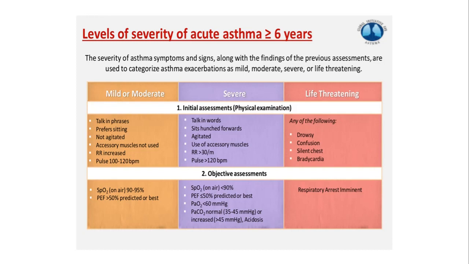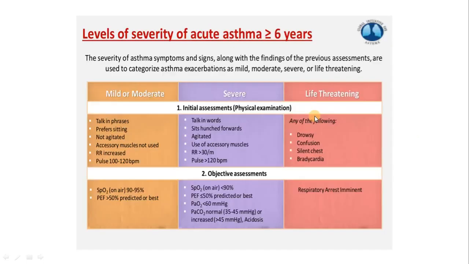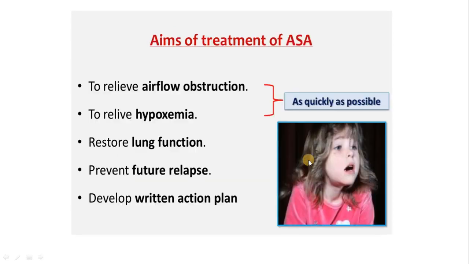Level of severity, again as we said: mild, moderate, severe, life threatening, and it also depends on oxygen saturation. More than 90 to 95 here. Here, less than 90 is the oxygen saturation. The peak expiratory flow more than 50 of predicted. Here the peak expiratory flow is less than 50. Life threatening: the patient will be drowsy, confused, with silent chest or bradycardia.